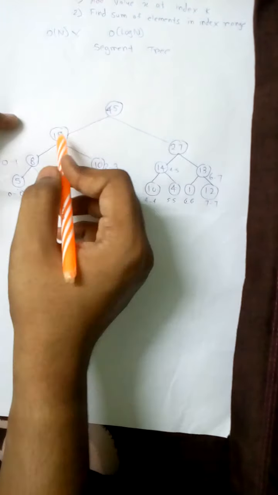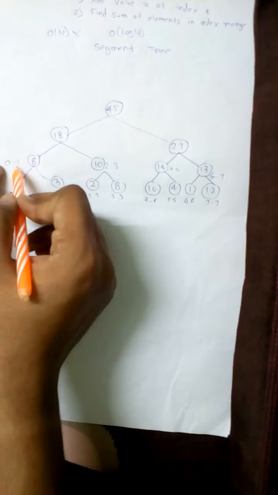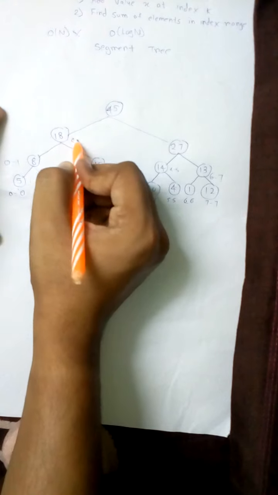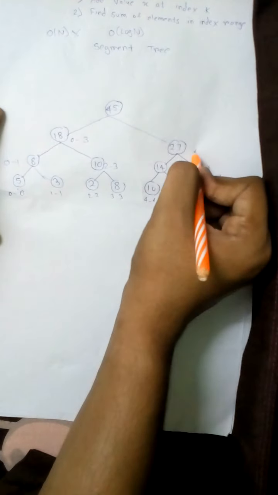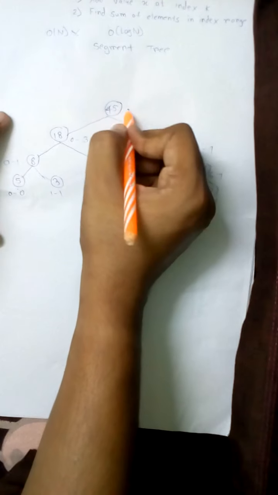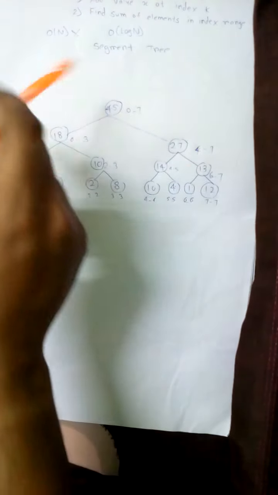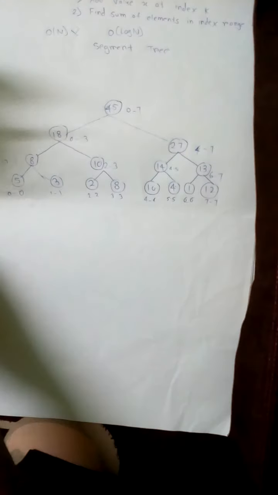Now this 18 node stores the sum of all these ranges, like 0 to 1 and 2 to 3, so overall 0 to 3. 27 stores 4 to 7 whole. And this 45 stores the sum of all elements, so it will be 0 to 7. So this is how we created the tree. Now this is how we can run the queries efficiently.